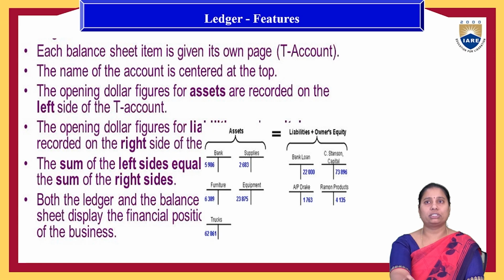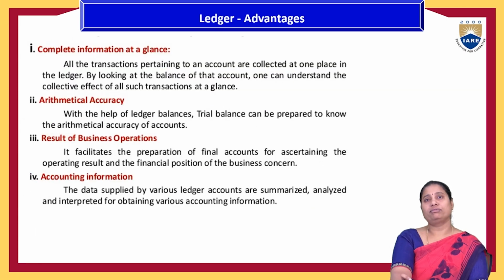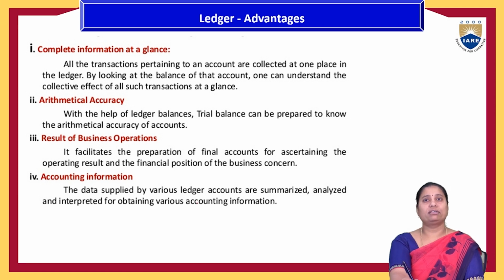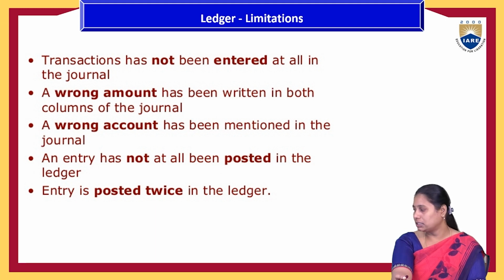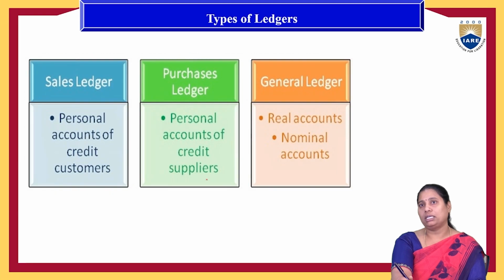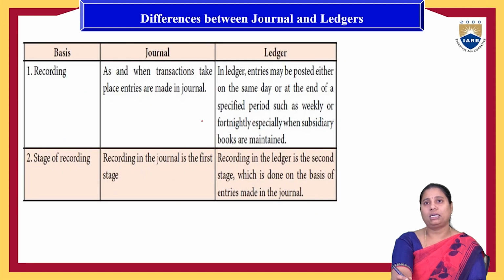Some examples are bank accounts; if only those are prepared, then it is called a ledger. The advantages of the ledger are complete information at a glance, arithmetical accuracy, results of the business operations and accounting information. The limitations of the ledger are that items not entered in the journal are not recognized. If any wrong entry has been made in the journal, it is not analyzed again here in the ledger.